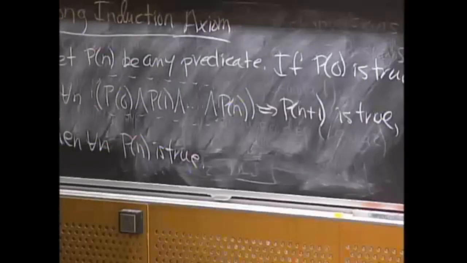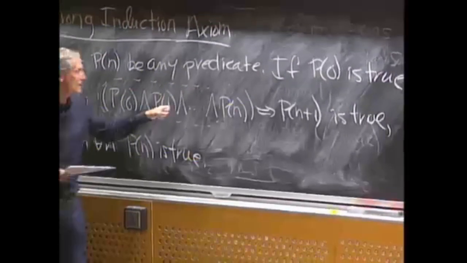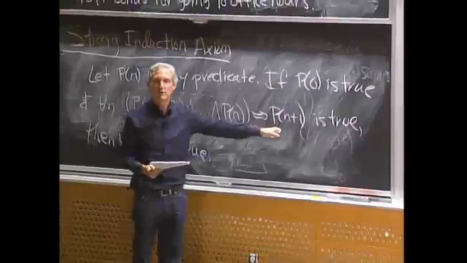Now, in fact, any proof you can do with strong induction, you can do with ordinary induction. It just might be harder. So you can't prove any more with it, but it makes your proofs much easier, and we're going to do an example in a minute where the proof is much easier by getting to assume all of these things are true in order to prove Pn plus 1.